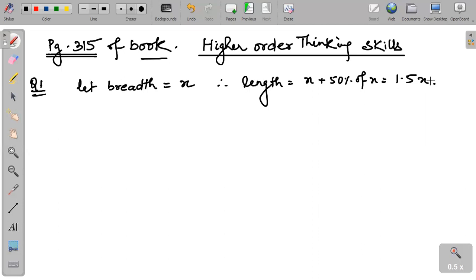What should I write after 1.5x? Nothing, beta, 1.5x, just that. It is not a dash, it is a full stop.